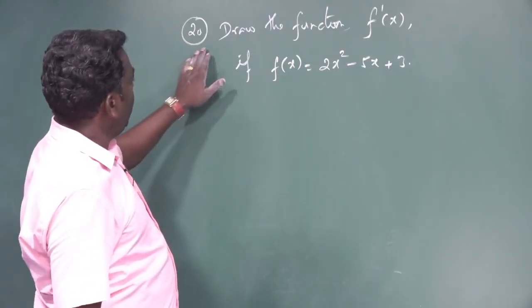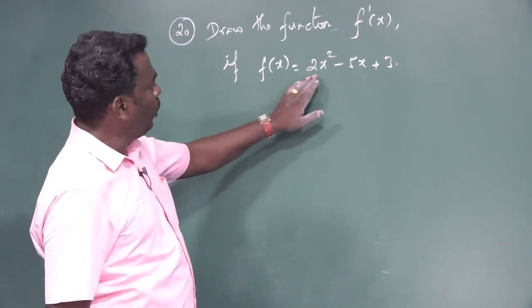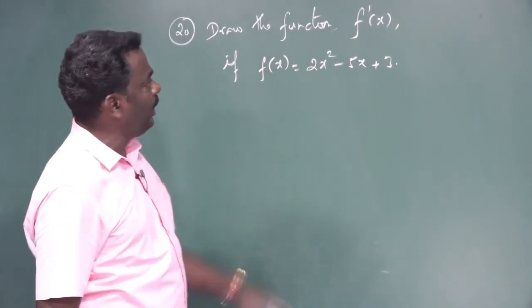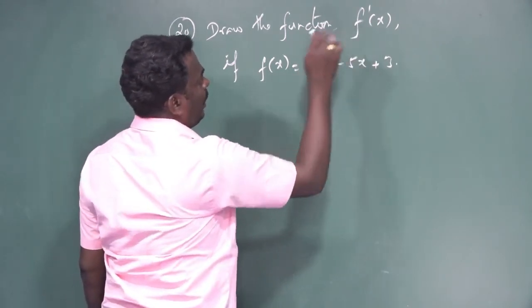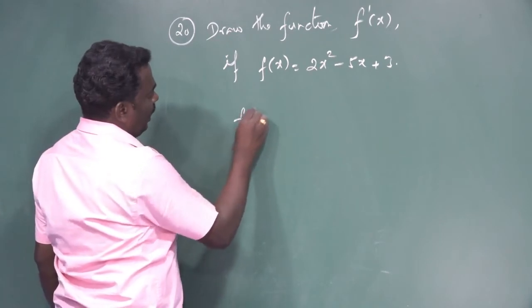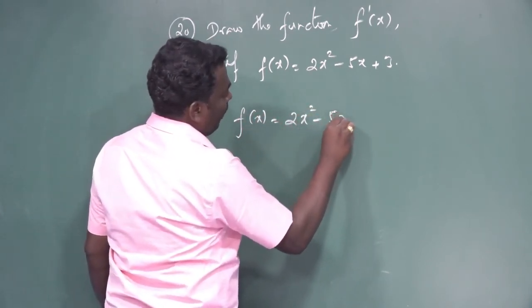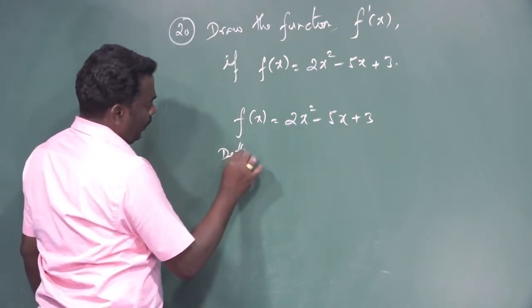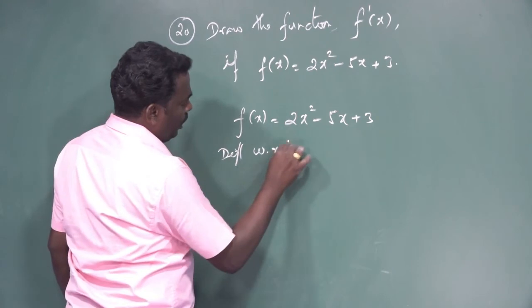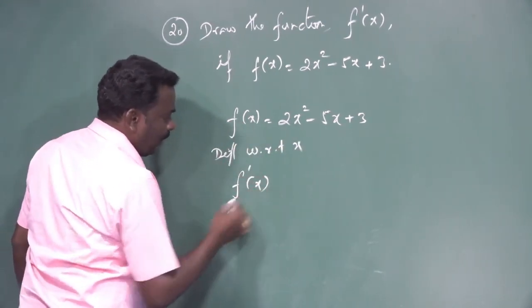Question number 20. Draw the graph of the function f dash of x, if f of x is given as 2x square minus 5x plus 3. Using the function f of x, first we want to find f dash of x. The given function f of x is equal to 2x square minus 5x plus 3. Now differentiate the given function with respect to x, f of x becoming f dash of x.